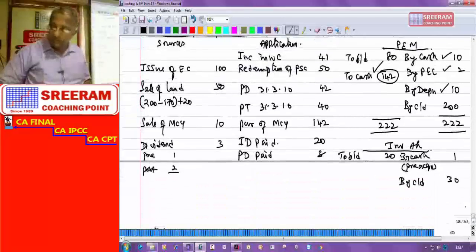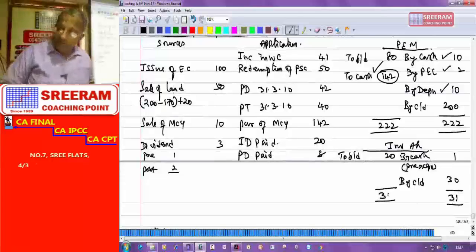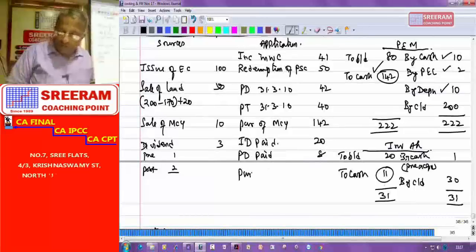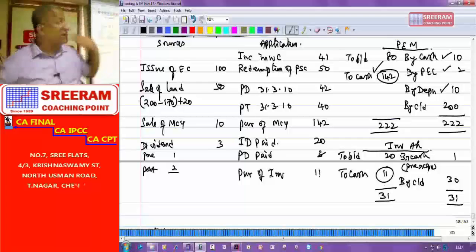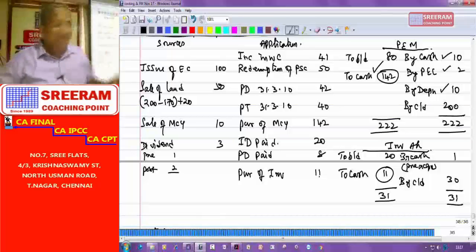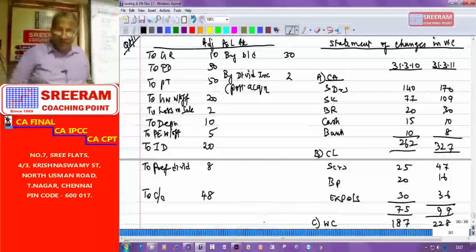Then 31 here. The difference goes to cash. That means during the current period, purchase of investments: how much? 11. Now all the adjustments we have carried out. No adjustment is left. Within a few minutes we can finish it off.